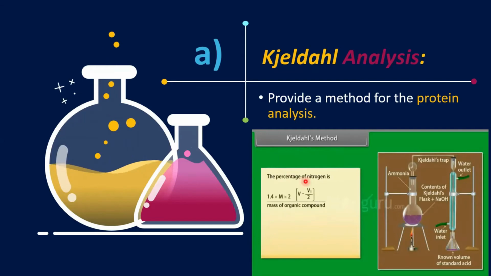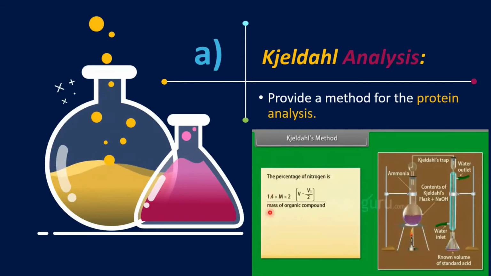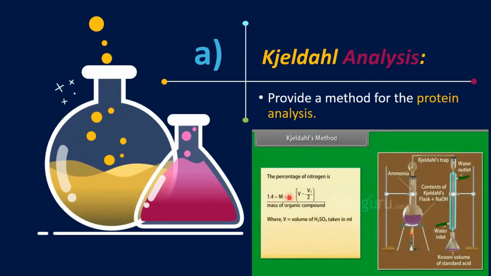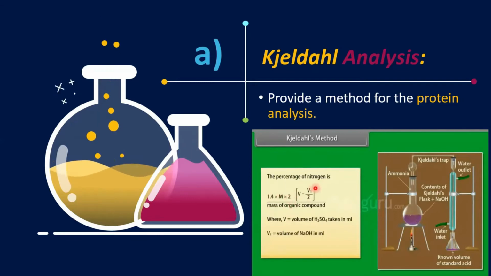Now, in order to find the percentage of nitrogen present, we use the following equation. In this equation, 1.4 is derived from the molar mass of nitrogen, while M is the molarity of the H2SO4, and V shows the volume of H2SO4 taken in milliliters, while V1 is the volume of the NaOH, also taken in milliliters, and it is divided by the mass of the organic compound.